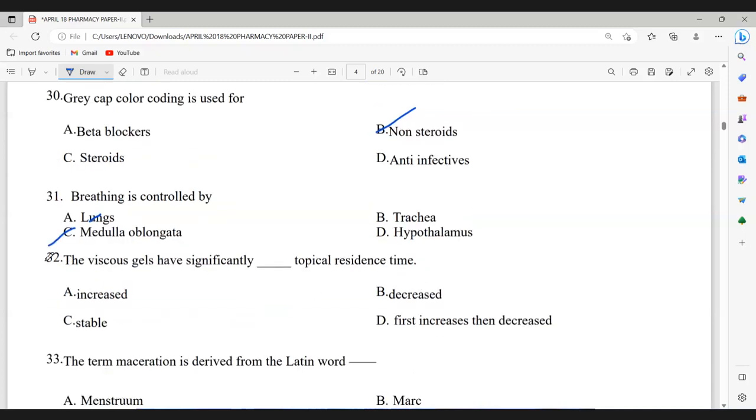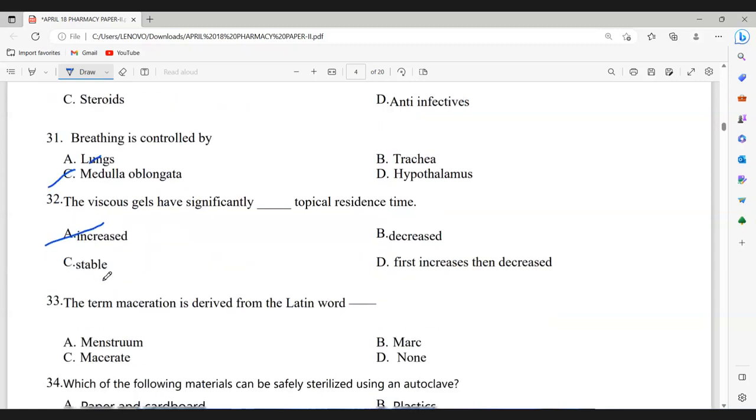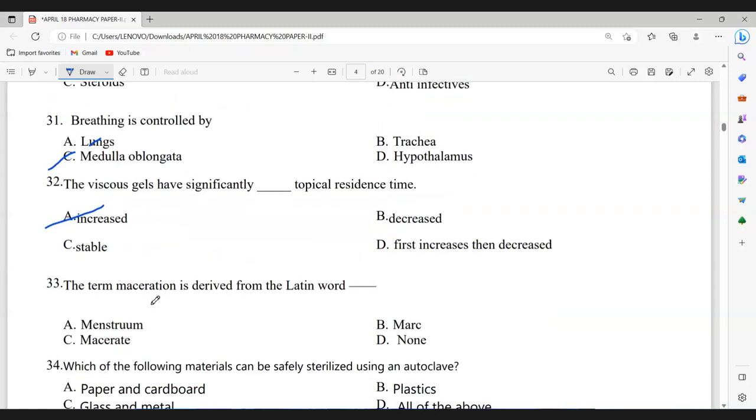And 32, the viscous gels have significantly increased topical residence time. Is it a direct question? They have increased topical residence time. And 33, the term maceration is derived from Latin word. Even this is also a direct question. It is derived from the Latin word macerate.